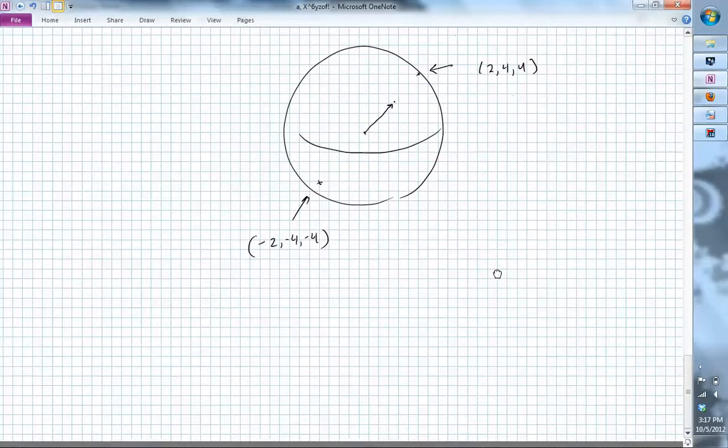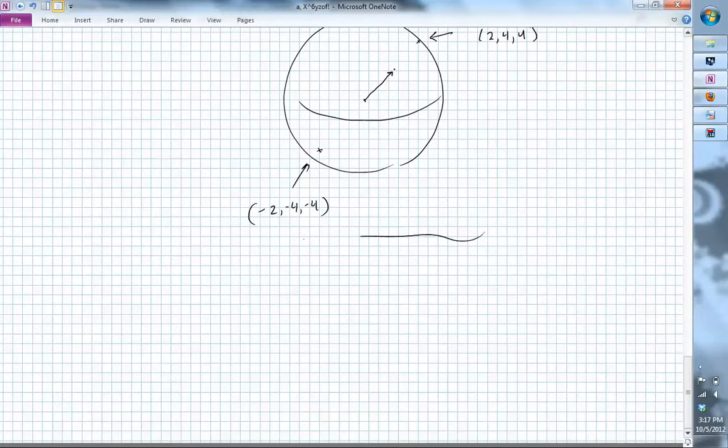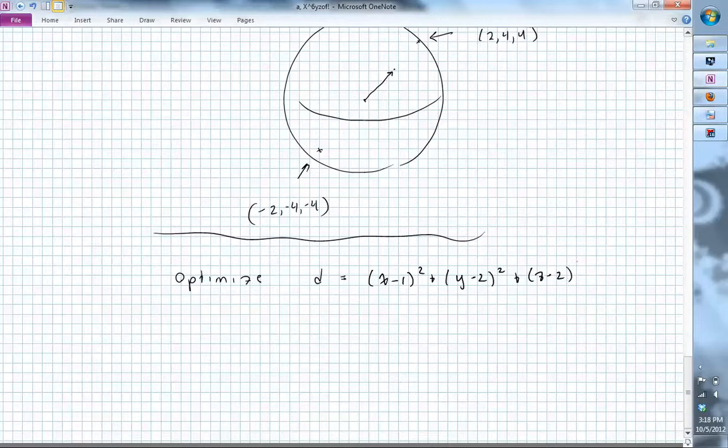Okay, so let's go through this. The thing that we're trying to optimize is the distance squared, right? Remember I said to use distance squared whenever possible? And I'm trying to optimize the distance from this point. So there's a generic distance function to the point 1, 2, 2.